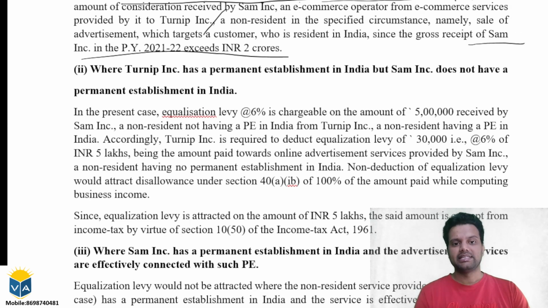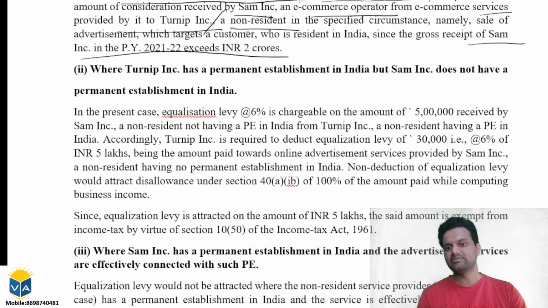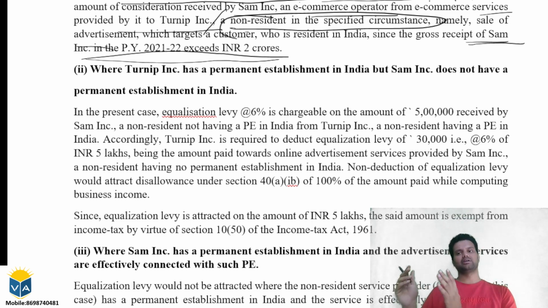The first point is that equalization levy at 2% is applicable under section 165A on the amount of 5 lakhs, being the consideration received by Sam Inc., an e-commerce operator, from e-commerce services provided to Turnip Inc., a non-resident in specified circumstances, namely sale of advertisement which targets a customer who is a resident in India. Since the gross receipts of Sam Inc. exceed 2 crores, as the turnover from these services is 4.2 crores, and this is a non-resident in specified circumstances: if both Turnip and Sam don't have a PE in India, for transactions between non-resident to non-resident, equalization levy at the rate of 2% is applicable.